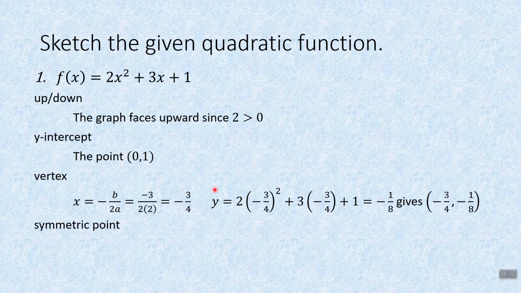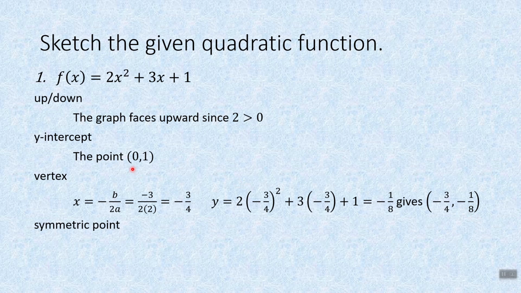To find the y value, we take our equation and replace x with a negative 3/4. Notice the use of parentheses. Parentheses are your friends. They'll help you make sure all your calculations stay in the correct order. And when we evaluate this, however you choose to, by hand or by calculator, you'll end up with a negative 1/8. So the point (negative 3/4, negative 1/8) is the vertex or turning point of this graph.